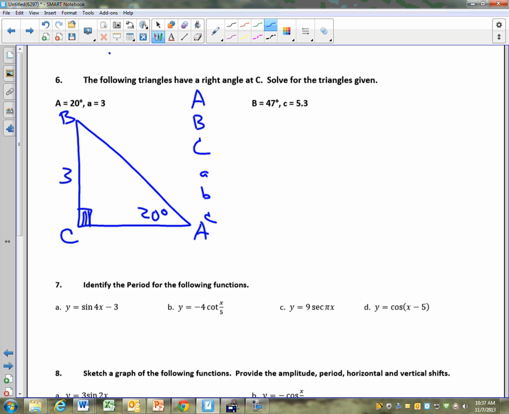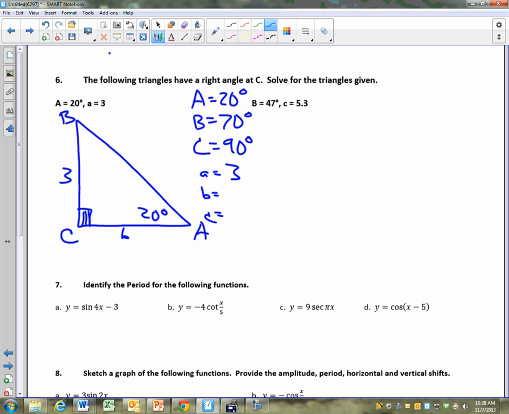Which of these do I already know? A is 20. C is 90. That means that B is 70. Small a is 3. So now we need to find B and C. Which one would you like to find first? B. All right. If we're going to find B, which do we use? Sine, cosine, or tangent? Tangent, why?